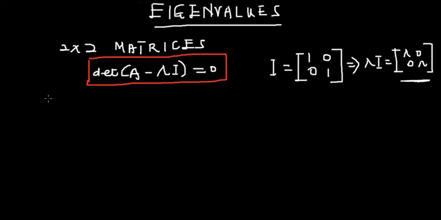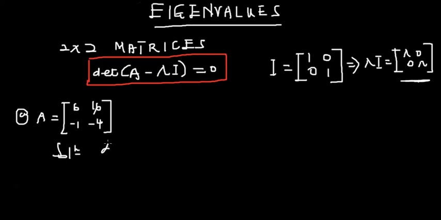Now let's take an example so that we brace ourselves with the concept. Let's say this is a matrix A, which is equal to 6 16, then minus 1 and minus 4, and you are told to find the eigenvalues of this matrix. All you have to do is just quote this formula, and then you use the formula to solve the question, equal to 0.